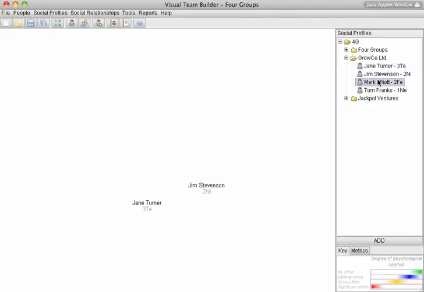So let's get started. GrowCo is a technology startup looking for a first round of financing. We have 4 people in our management team. There are 2 co-founders, Tom Franks and Jane Turner. They're joined by Mark Elliott, who's looking after the sales function, and Jim Stevenson, who will work with Mark on sales and marketing. In this hypothetical example, we know that all the individuals have a strong track record of working in high growth situations. CVs have been checked and references taken.